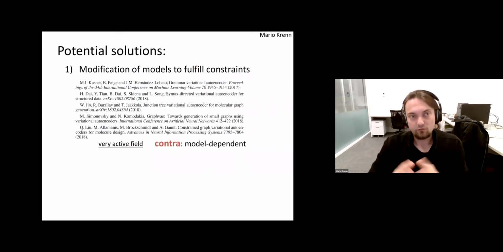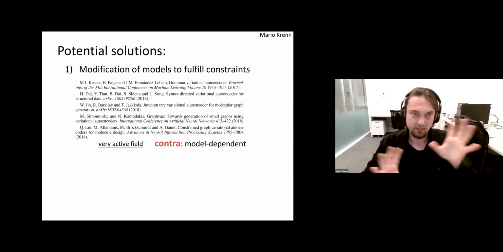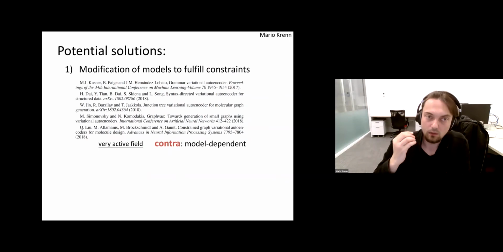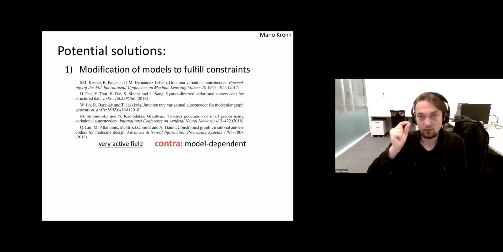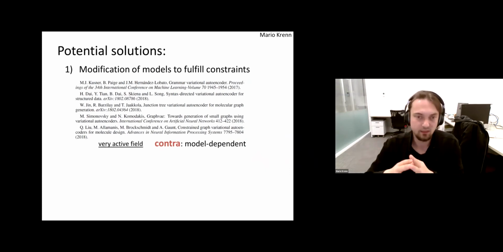So people have come up with a number of different potential solutions, and there are basically two different ways. One of them is that you try to modify your model such that it fulfills those constraints, such that those invalid systems cannot be created.